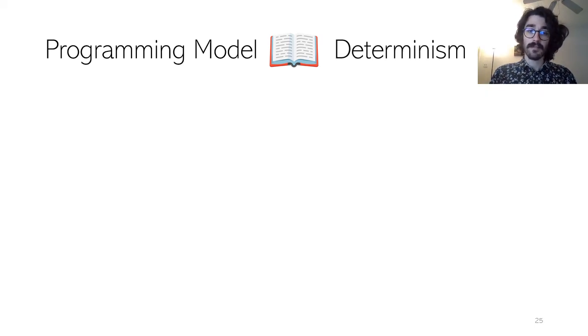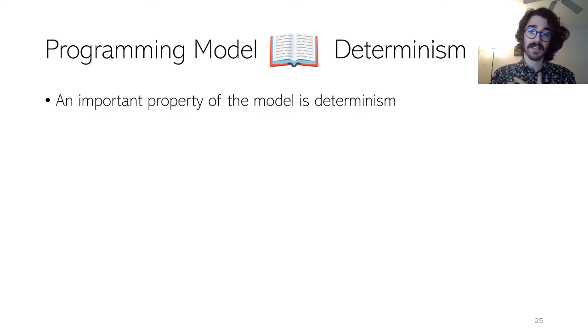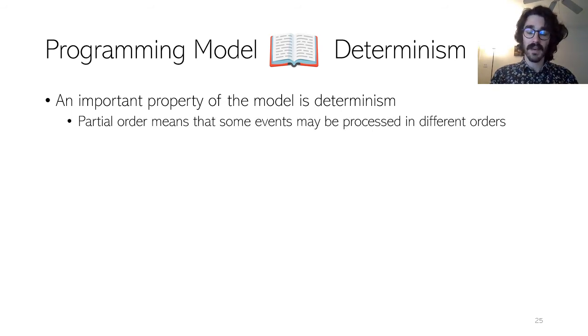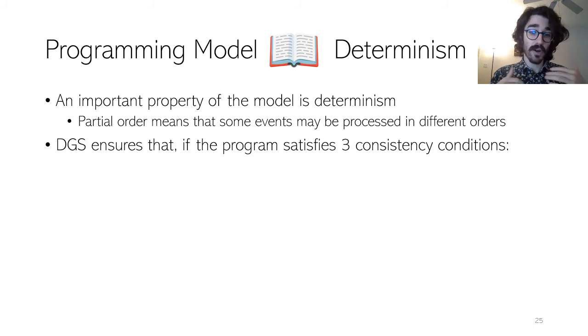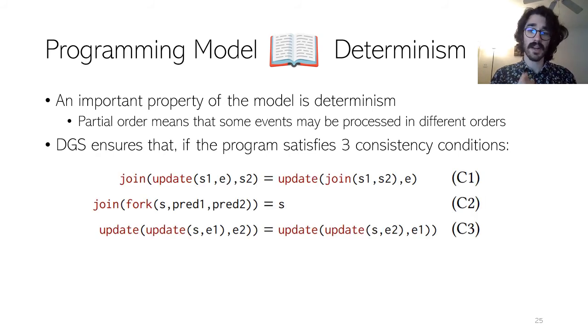So given that, as I said, an important property of our model is determinism. And so, as I said, partial orders are inherently not deterministic because some events may be processed in different orders. But our programming model ensures that if the program satisfies three consistency conditions, then it is deterministic. And these consistency conditions are these simple conditions that I show here.